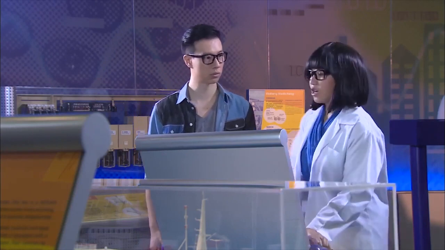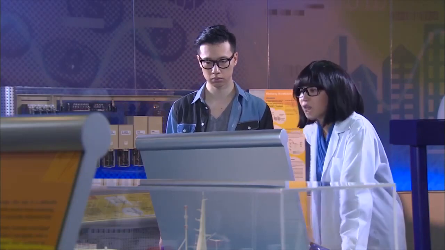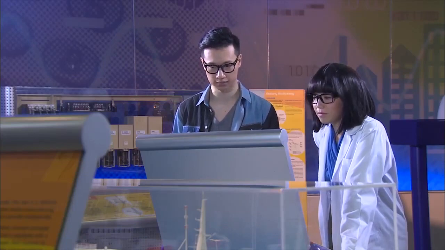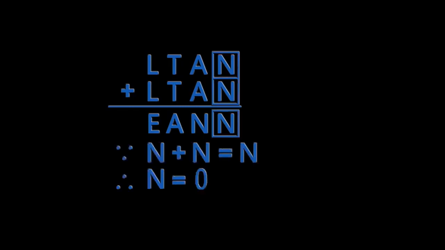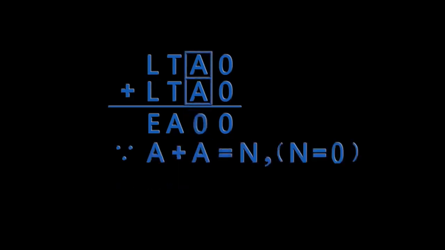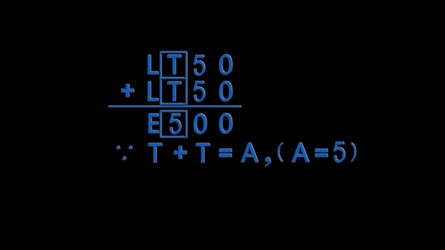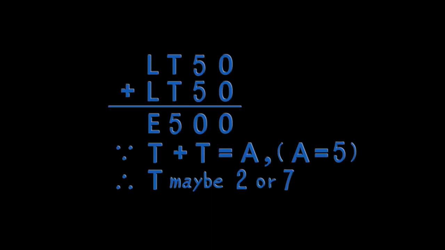The answer you're looking for could be found by solving these two-letter operation problems. Let me try to use the strategy I applied in the previous problem-solving activity. In these addition and multiplication problems, the easiest part to solve first is the addition problem. N plus N is equal to N, so N is definitely 0. If A plus A is equal to N, and N is 0, A must be 5. The sum of T and T is A. If A is 5, T may be 2 or 7. There is no further information to decode the series of numbers.